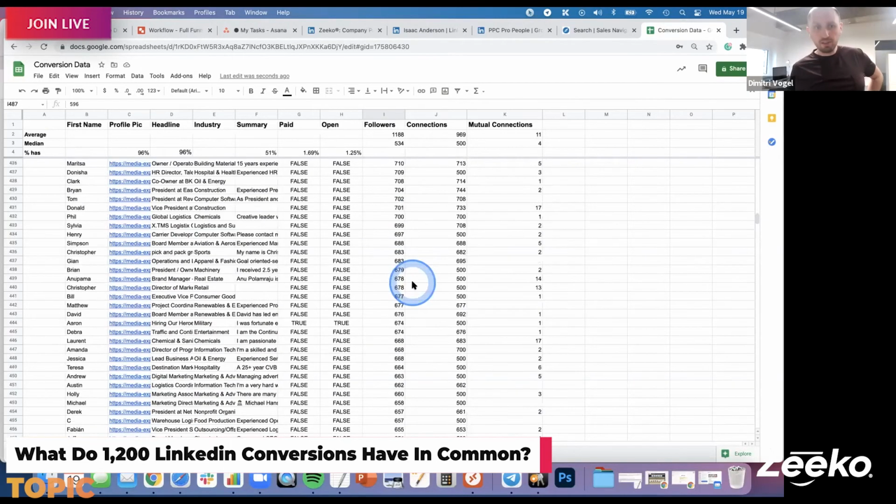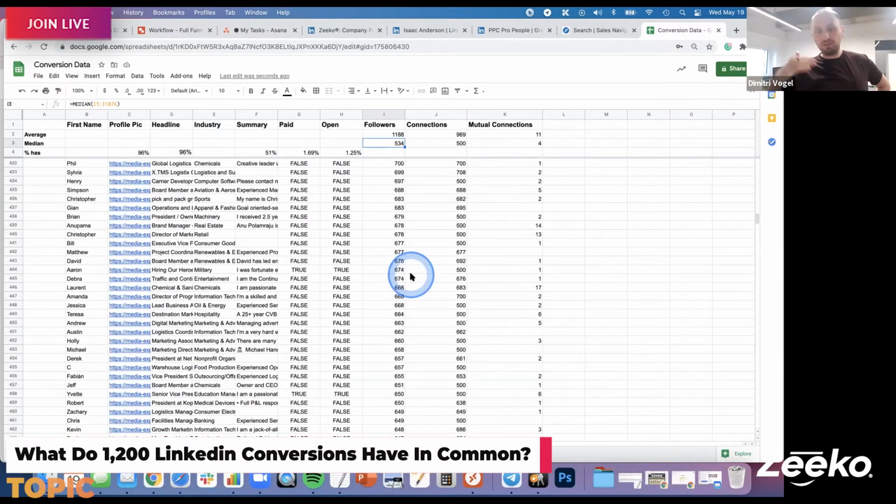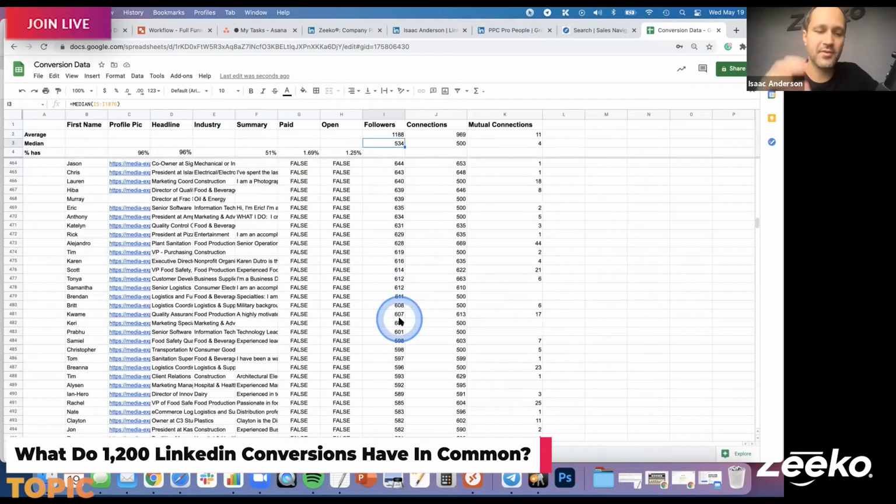Well, actually the median number tells you that exactly half of the people have over 500 connections and the other half have less than 500 connections. Yeah, but I want to see if there's a range where more people are sitting, right?